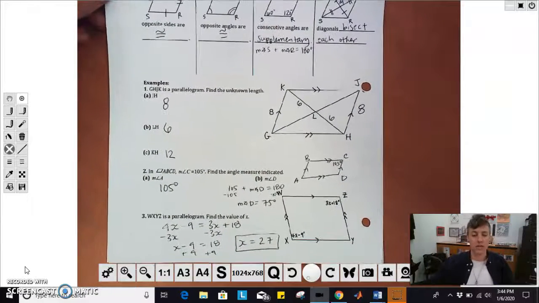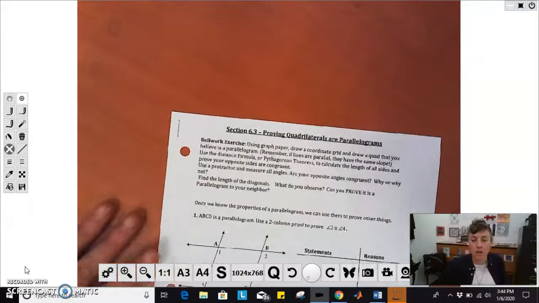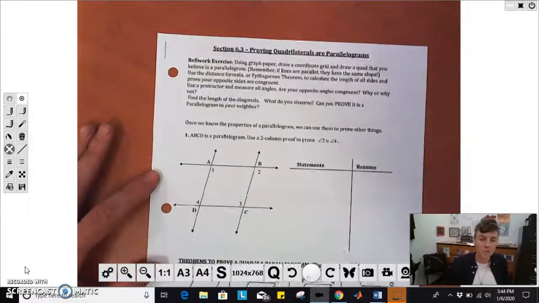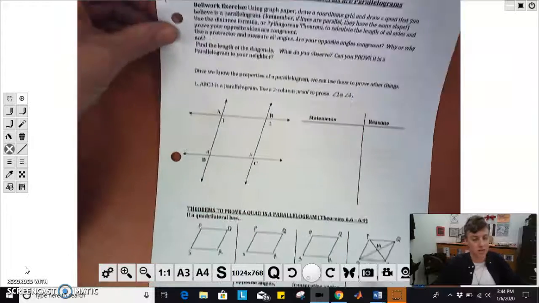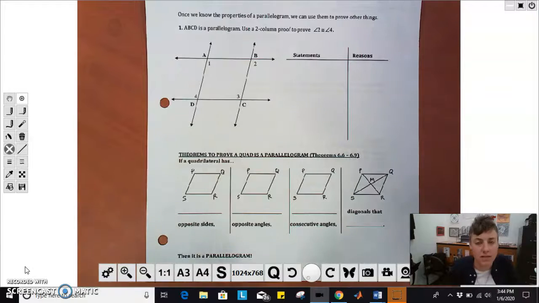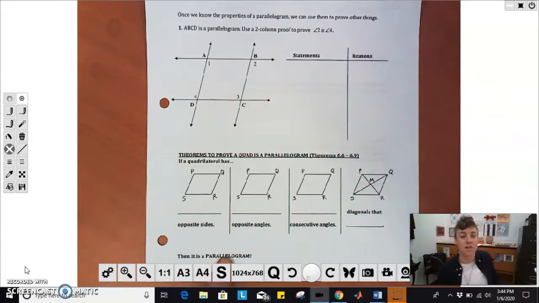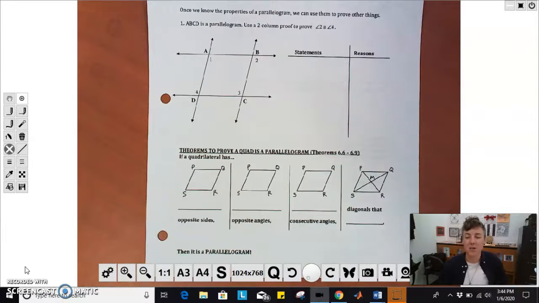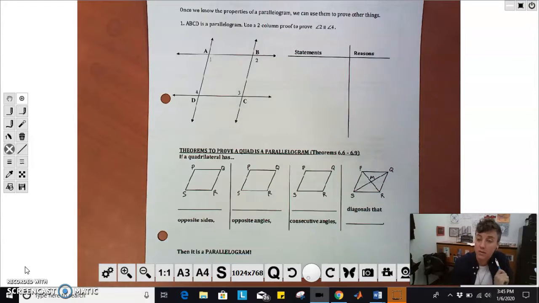We're going to move on to section 6.3, proving that quadrilaterals are parallelograms. We're going to skip all the way down to these theorems to prove that a quadrilateral is a parallelogram. Well, previously we talked about if something was a parallelogram, then we knew some things. Now we're going to prove that something is a parallelogram if we know some things. So these are called the converse theorems. Before we knew it was a parallelogram, so then we knew some things. Now we're going to know some things and we will know it's a parallelogram.